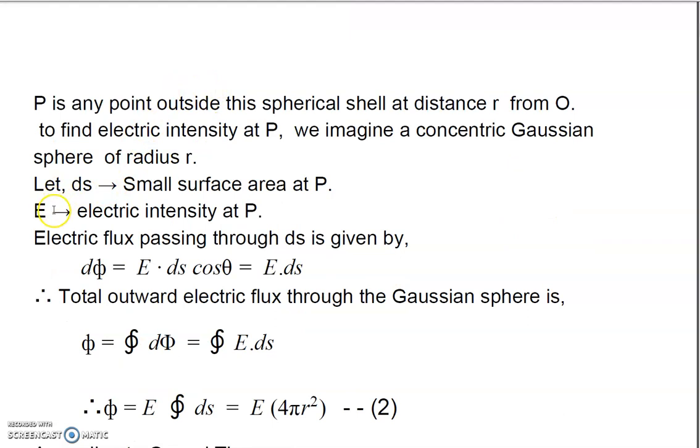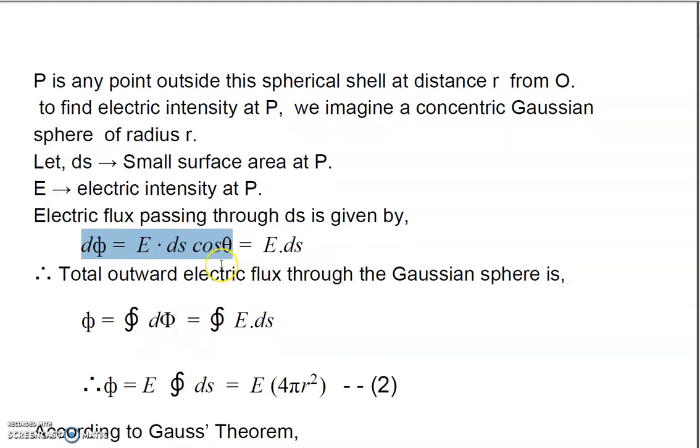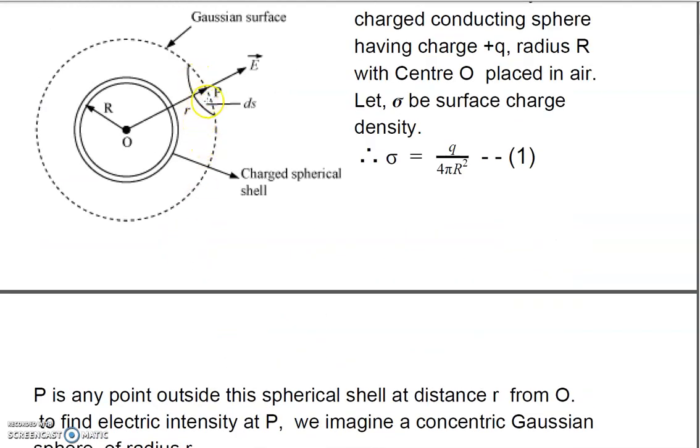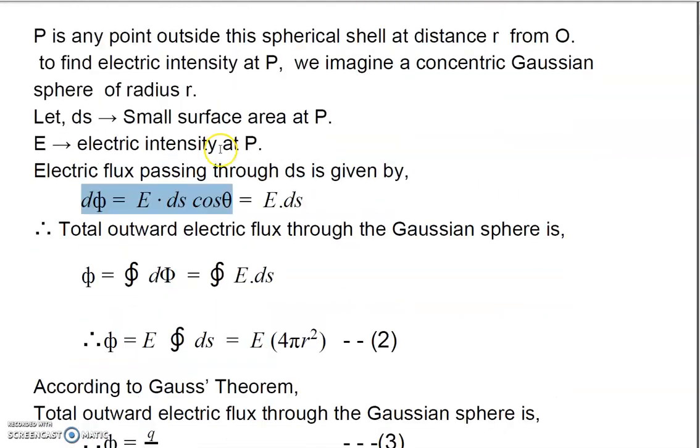So I imagine that ds is a small surface area at point P, E is the electric intensity at point P, and then electric flux, as we said, is given by d phi is equal to E dot ds, or it is equal to E ds cos theta. But as we said already, the angle between vector E and vector ds is equal to 0, so cos 0 is 1, and that's why d phi is only equal to E dot ds. Well, this was the electric flux passing only through this surface area at point P. So only through this surface area, whatever electric flux is passing is given by E dot ds.